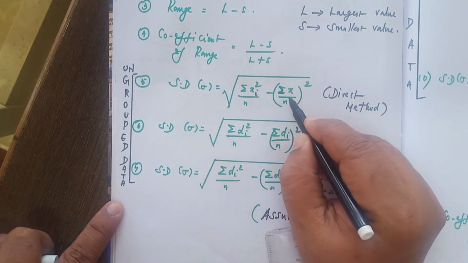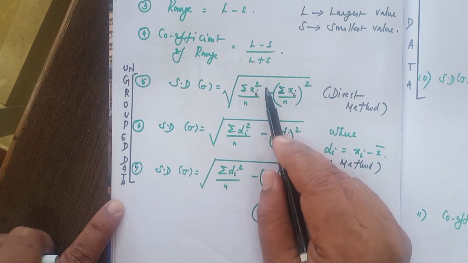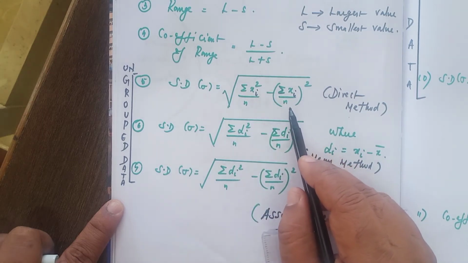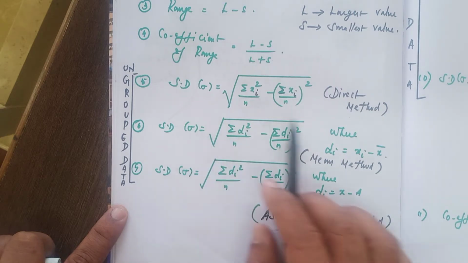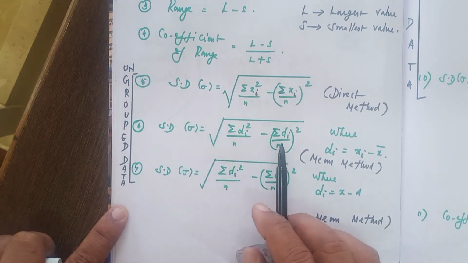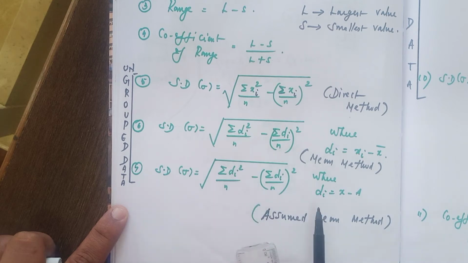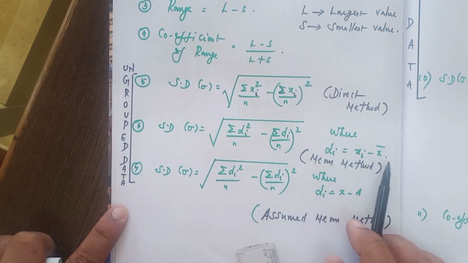It will be xi, sigma xi squared by n minus sigma xi by n the whole square. Now mean method, square root of sigma di squared by n minus sigma di by n the whole square, where di, that is equal to xi minus x bar.